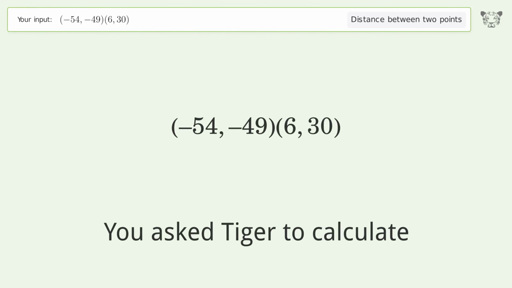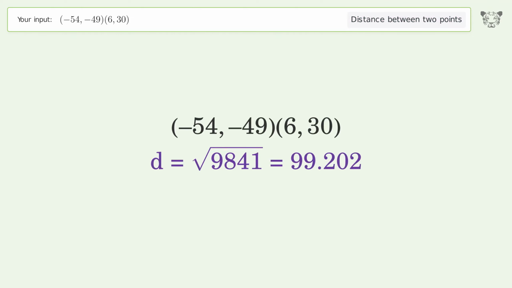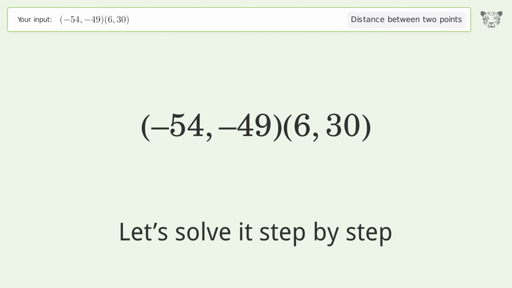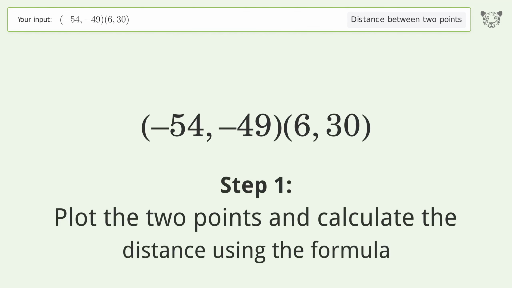You ask Tiger to calculate. This deals with the distance between 2 points. The distance between the 2 points is the square root of 9,841, or 99.202. Let's solve it step by step. Plot the 2 points and calculate the distance using the formula.